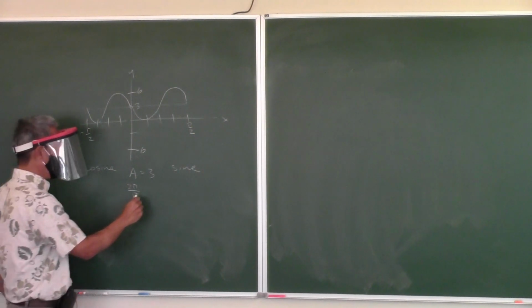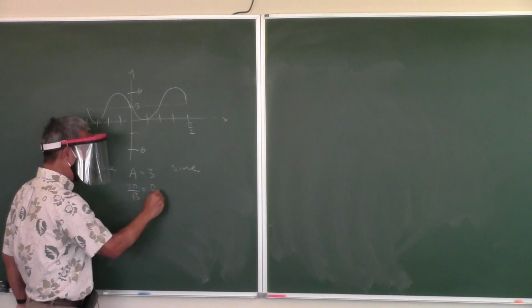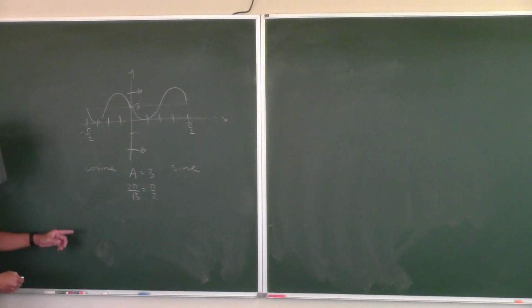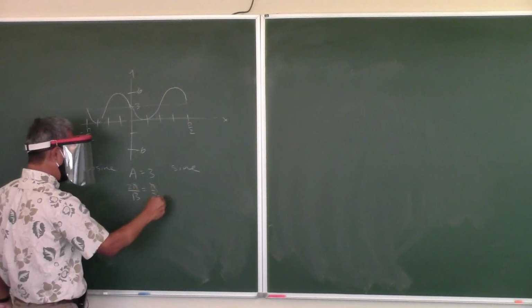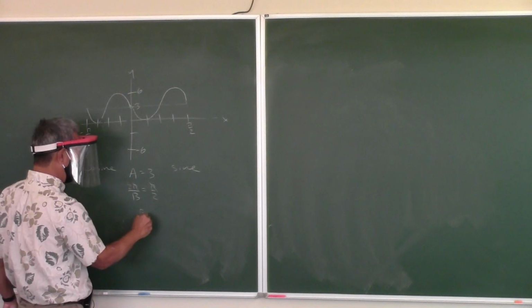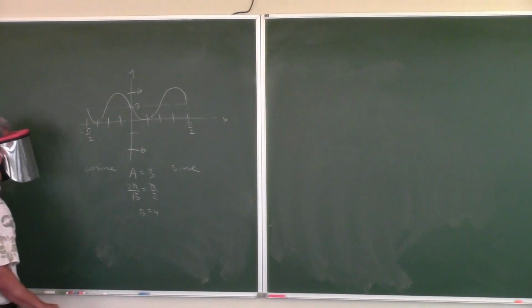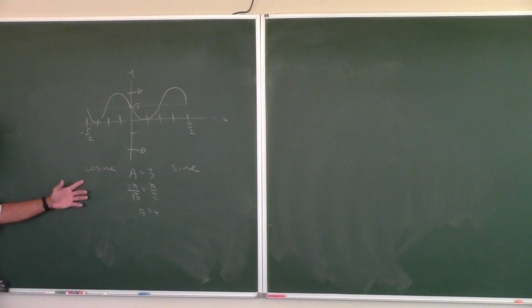So 2 pi over b is equal to pi over 2, because that's the period. And then can you solve for b? Yeah, you bet you can. The pi's cancel out, cross multiply, and you get b equal 4. So we can write almost the whole function now.